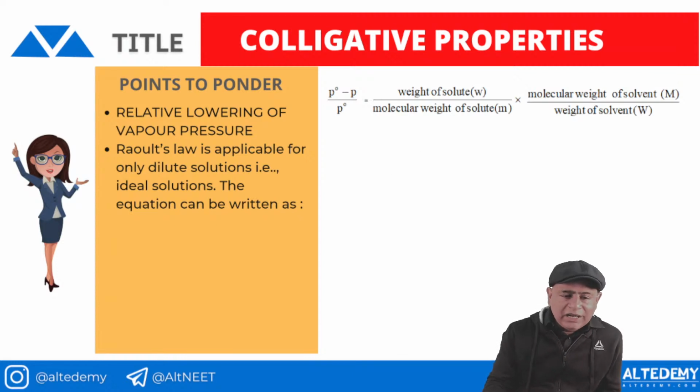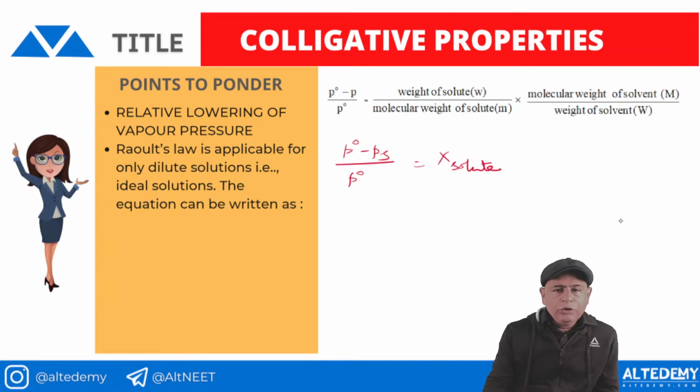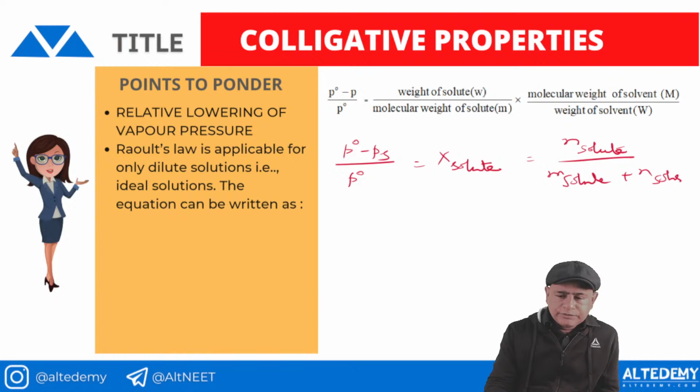Look here, there is another expression. If you remember, we have written P naught minus PS upon P naught is equal to mole fraction of solute. Mole fraction of solute means number of moles of solute upon number of moles of solute plus number of moles of solvent. Right? We can do like this.